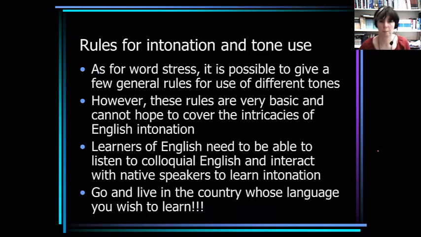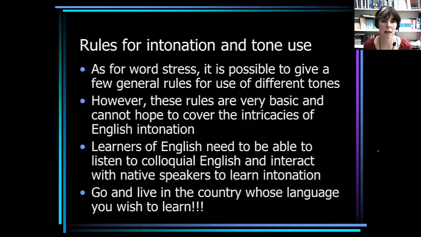So, as for word stress, when we looked at word stress, it is possible to give some general rules about different tones, but the rules are very basic. If you pick up some textbooks on this, for example O'Connor and Arnold's book on the intonation of colloquial English, which is a classic in the description of English intonation, we find that the rules are either very, very complicated, like they are in that book, or we have to stick to quite basic rules. And in English language teaching, we usually stick to fairly basic rules, but this doesn't really cover all the different nuances that we can get out of intonation.